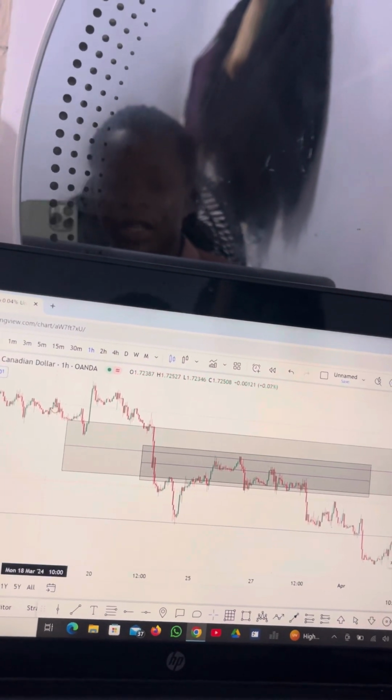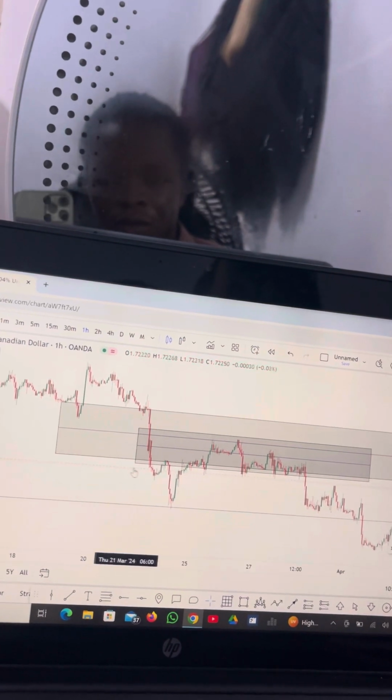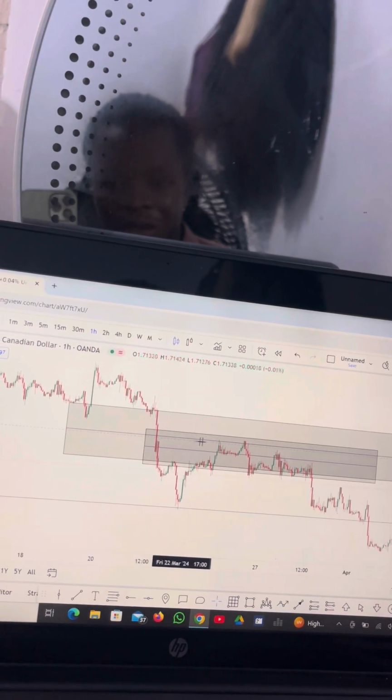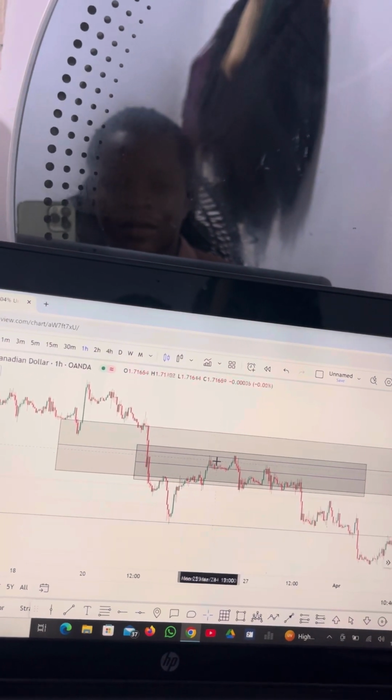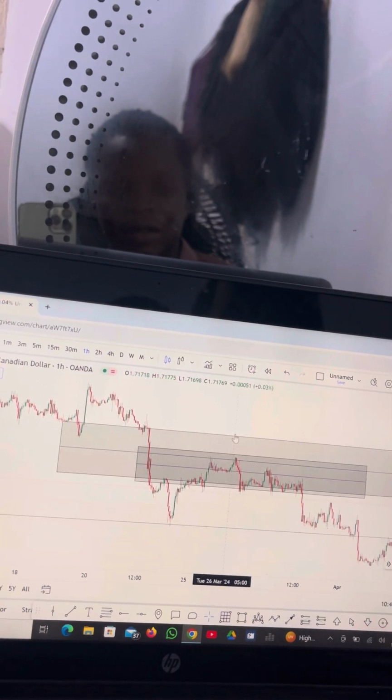Okay, remember, this is where I am looking to target. I'm looking for a sell target here. This is my 1 hour candle, 1 hour time frame. And this window line now is my entry target. That is the 50% fair value gap. So that is my entry target.